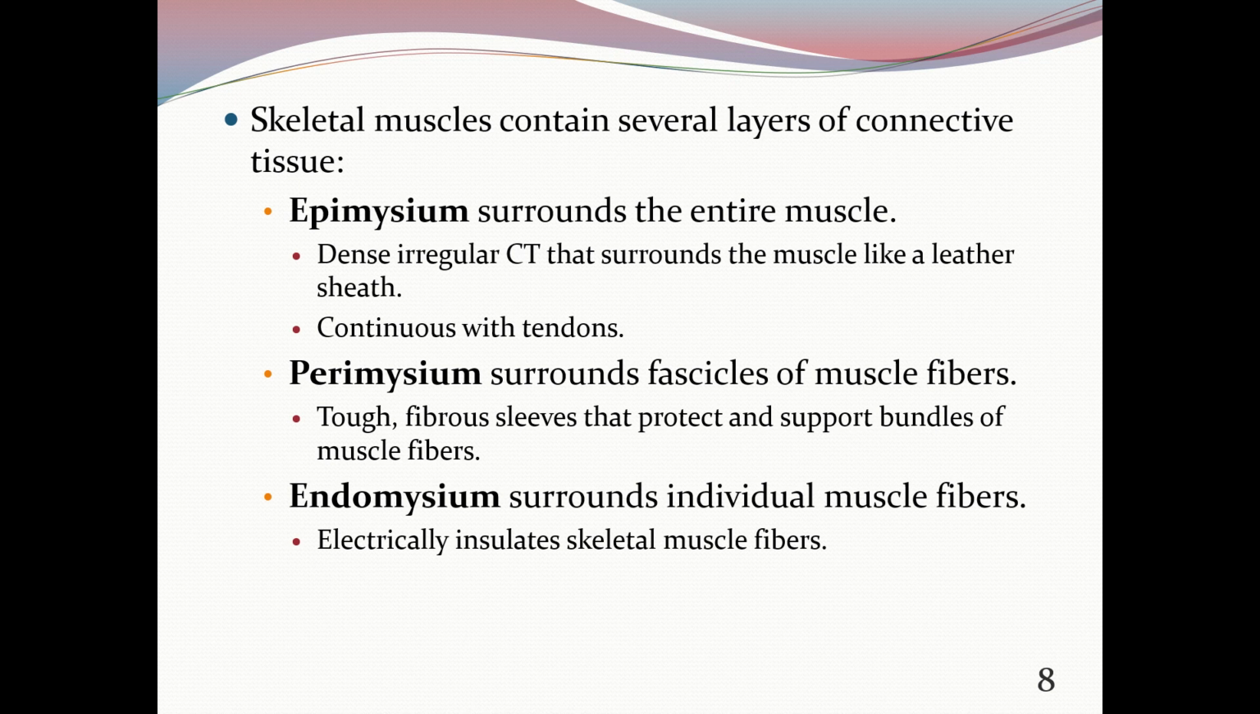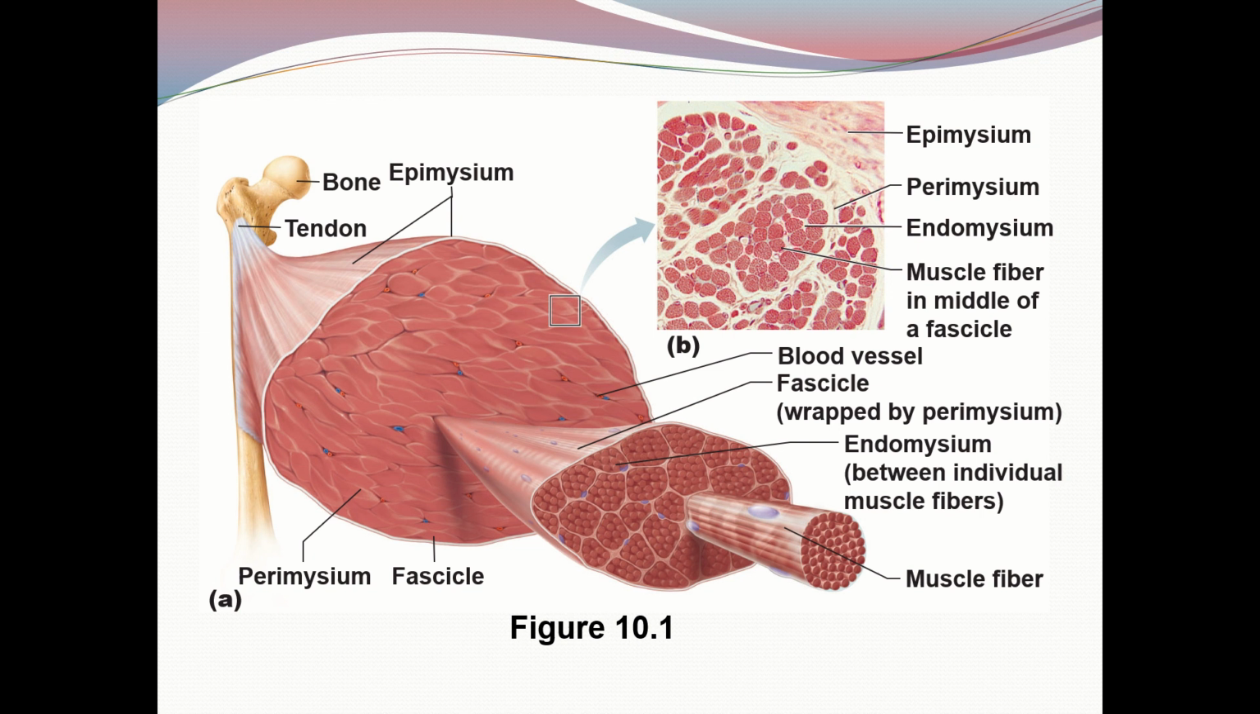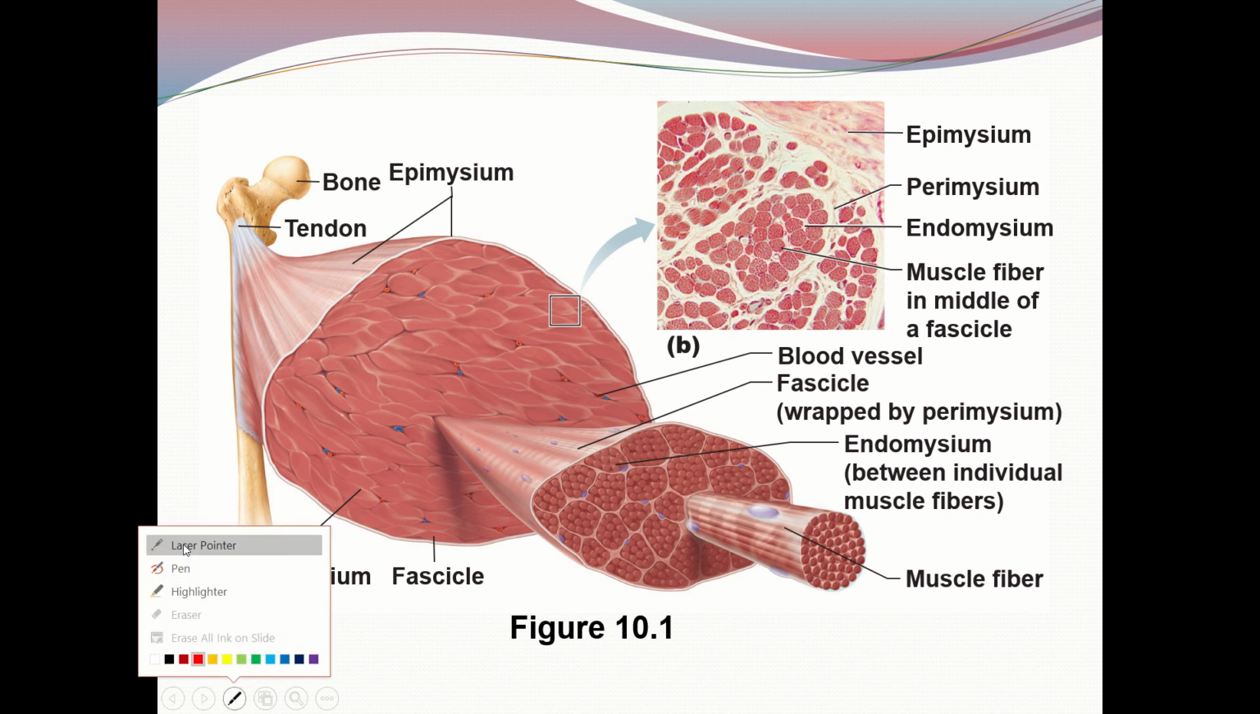The endomysium is going to surround the individual muscle fibers, and this is a delicate tissue, areolar connective tissue, and its major purpose is to electrically insulate the skeletal muscle fibers. The neat thing about the connective tissues is not only do they electrically insulate the muscle fibers, pictured down here, the bottom right.